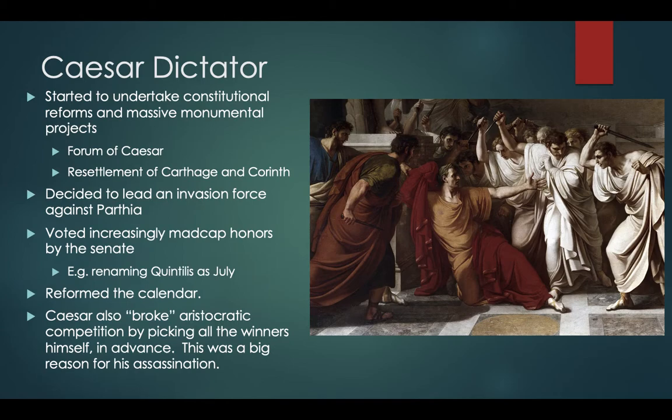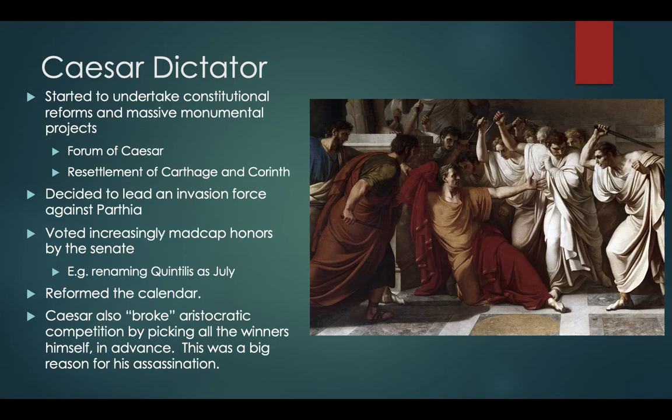Caesar ultimately wins the civil war against Pompey. He comes and starts to take a lot of constitutional reforms, starts these massive monumental projects, many of which Augustus finishes. At one point, he thought he was going to try to finish what Crassus started and invade and defeat Parthia, and he was in fact assassinated a few days before he left. He was going to leave for that.